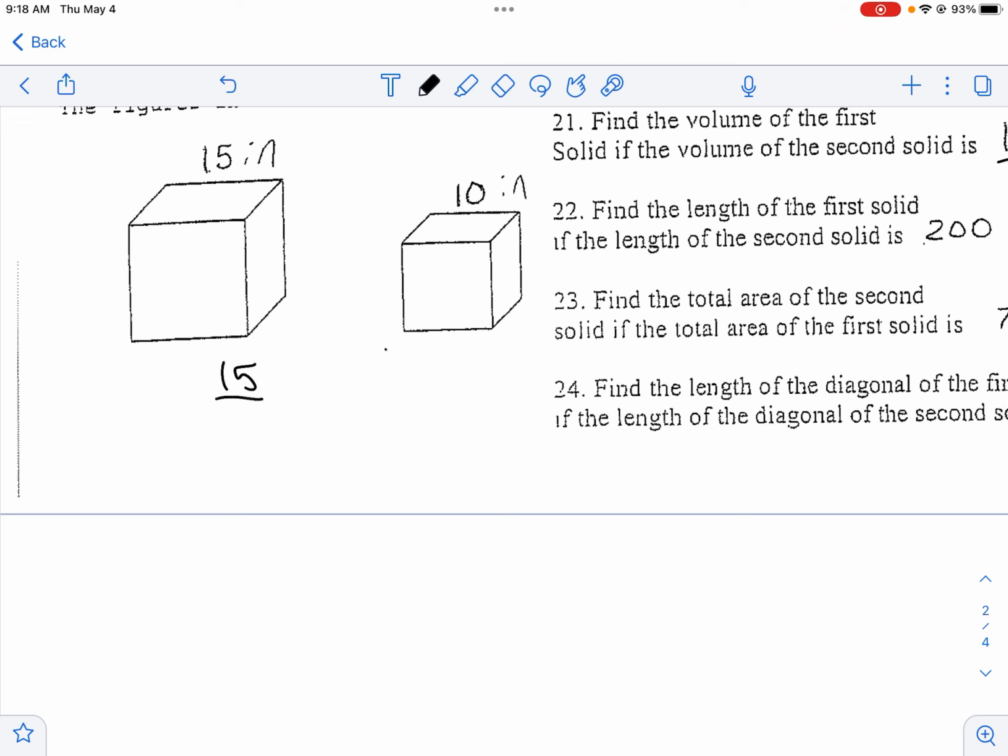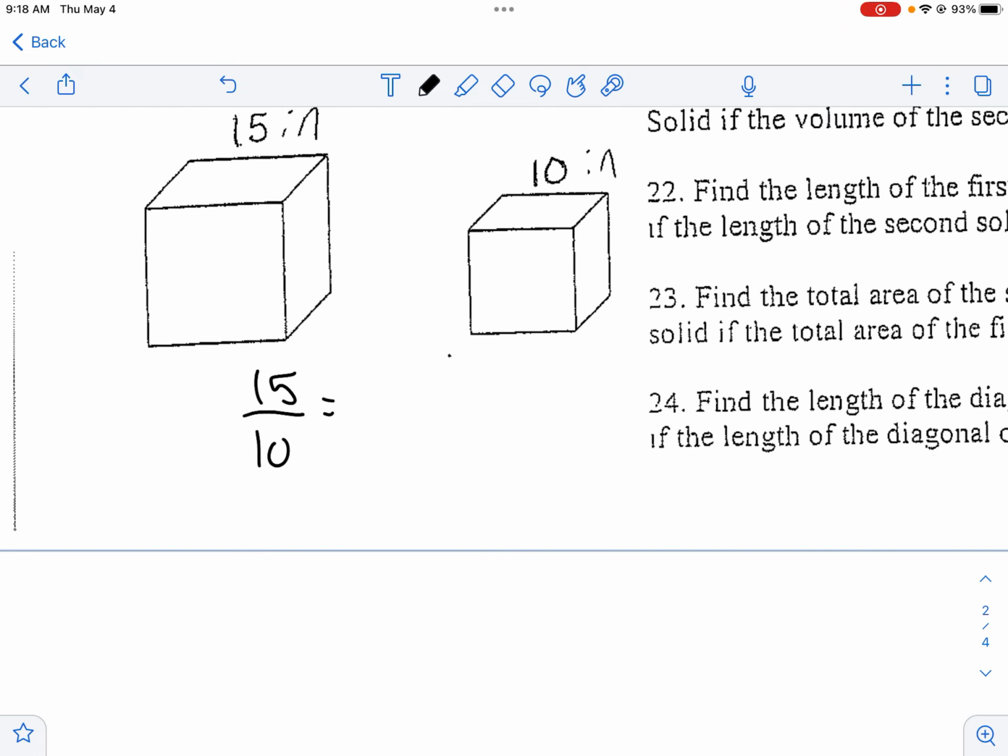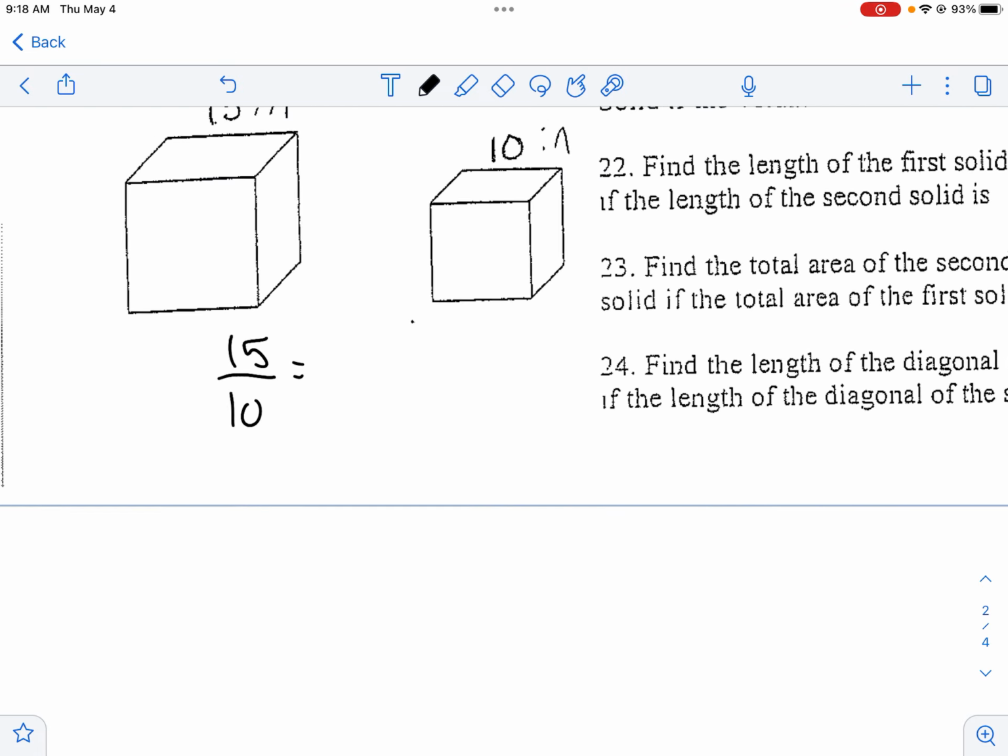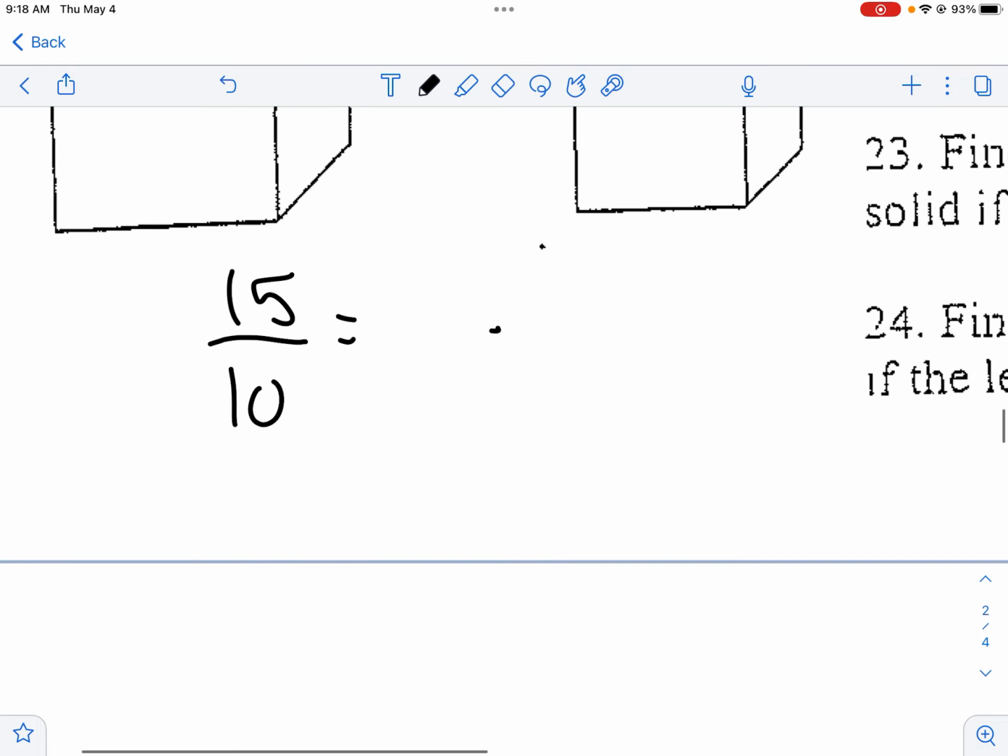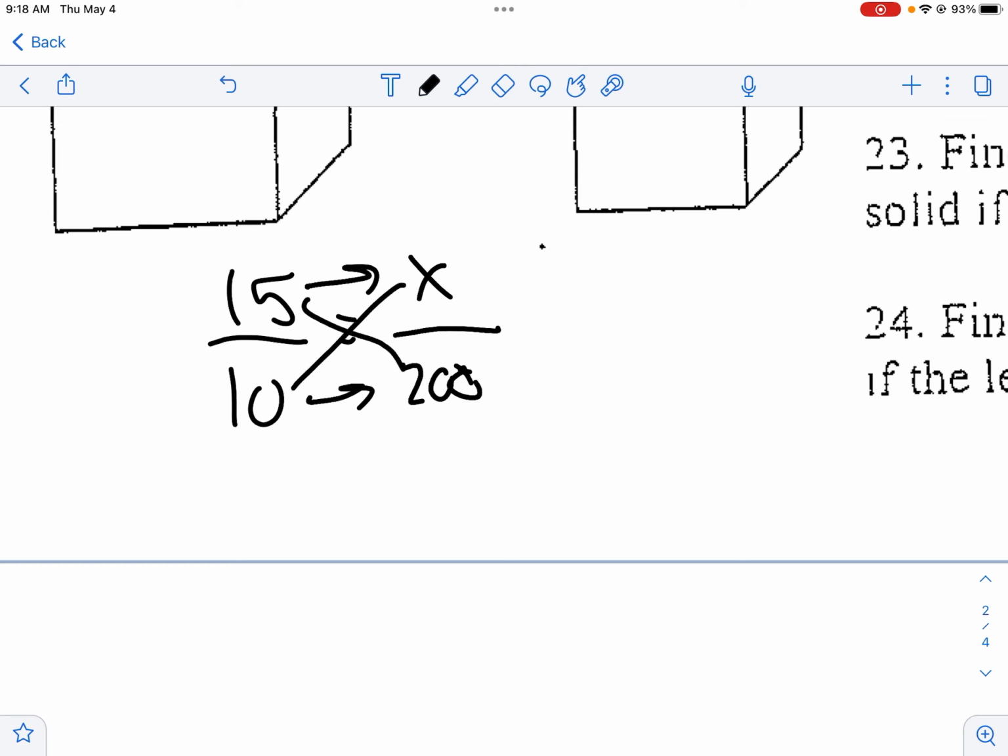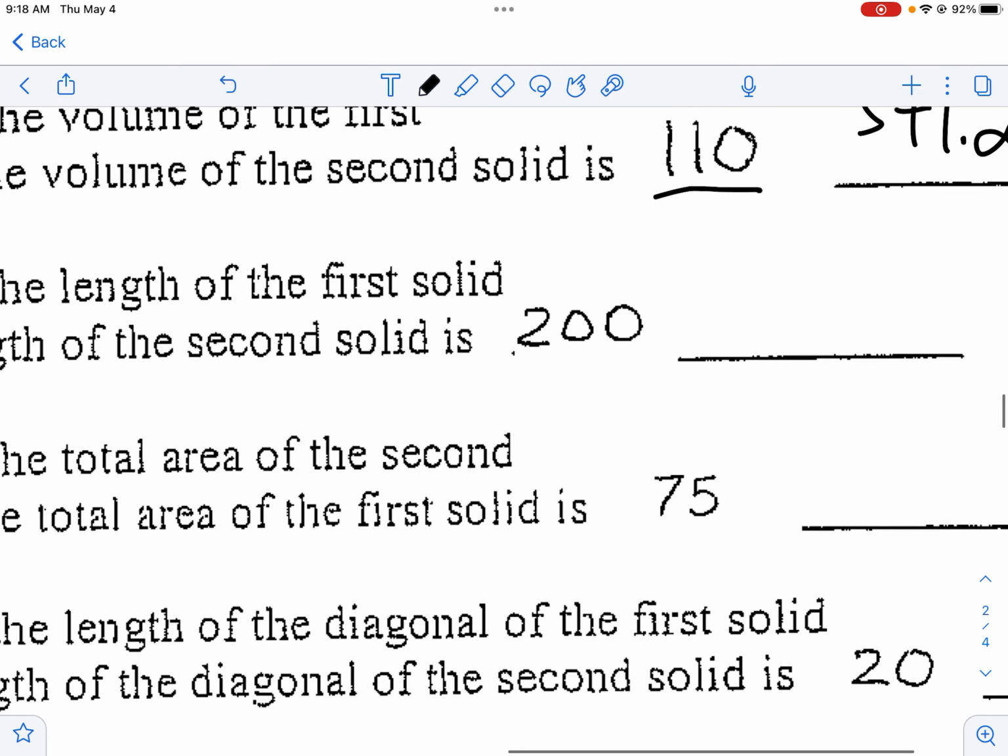Okay, next one, set up a different proportion. 15 over 10 is equal to the length of the first solid over the length of the second solid. If the length of the second solid is 200, length means I just need to leave it as 15 over 10. I'm not going to square it, not going to cube it, anything like that. The second solid is 200, so my first solid is unknown. So line up your first solids and your second solids. Cross multiply. 15 times 200 is 3,000. Divide that by 10, you get 300. The first solid has a length of 300 inches.